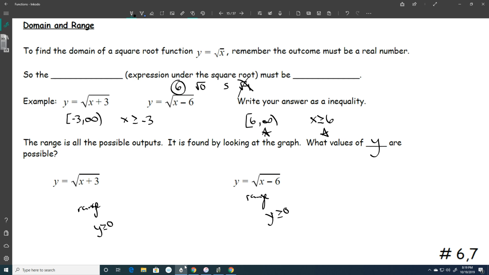Now that's going to change. Obviously, shifting it left and right, like these two did, is not going to change my range, but it is going to change my domain. Now, if I were to shift up or down, if I said the absolute value of x plus 6, then my domain isn't going to be affected. It's going to just start at 0. But because I'm shifting up, that's going to change my range of my function.